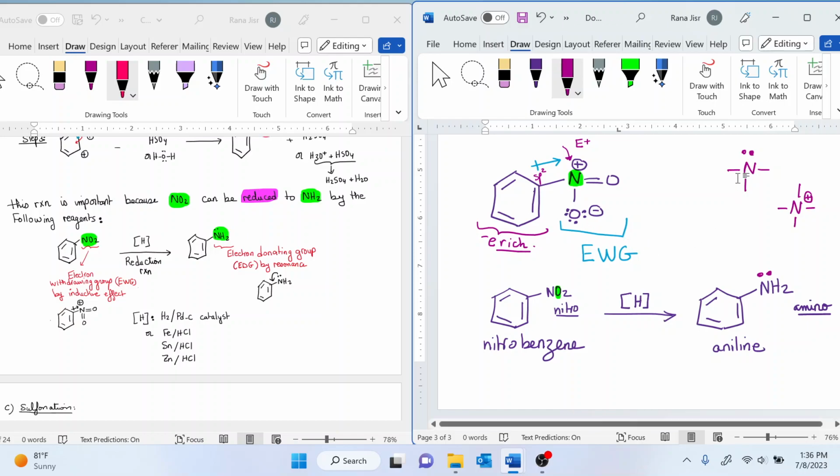It makes a difference if the substituent on the benzene is having lone pairs versus a plus charge. If it has a plus charge, then it's an electron withdrawing group. But if it has lone pairs, then it donates electrons to the benzene. It gives electrons by resonance to the benzene. So here you can have electron donation to the benzene by resonance. So that is going to make the NH2 group here an electron donating group.